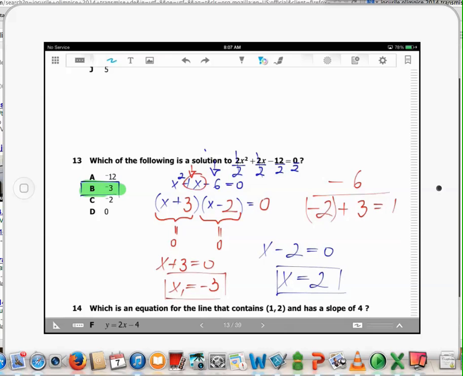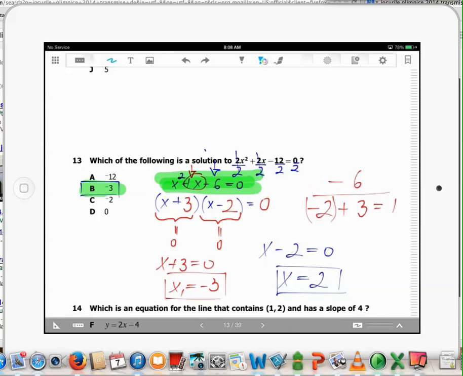Well, obviously, this is not the only way. Another way will be to take each one of these numbers and plug them into your initial trinomial. Maybe the easiest way will be after you divide by 2, when you have x squared plus x minus 6, to take each one of your possible answers and plug them in. If you have D, x equals 0, what do you have? Negative 6 equals 0, that's not good.